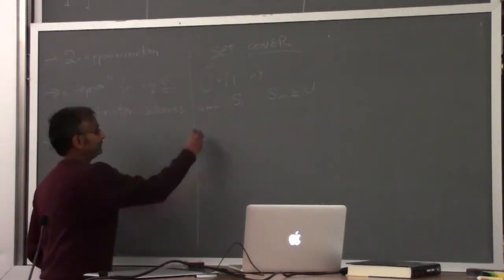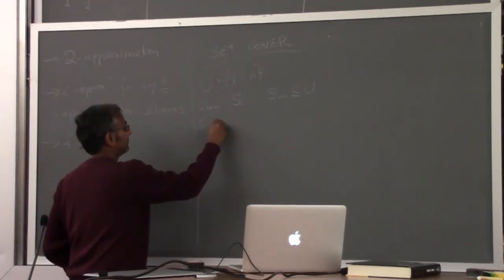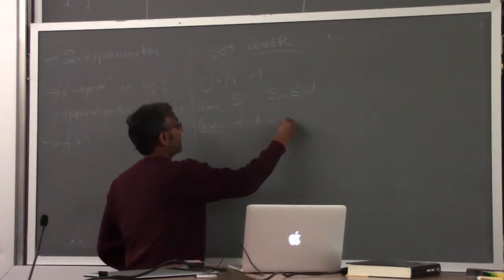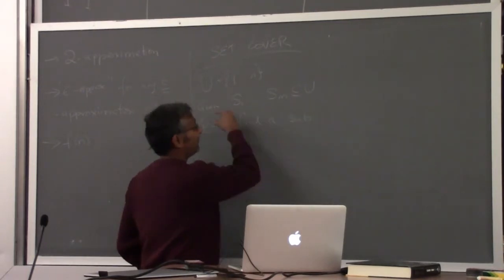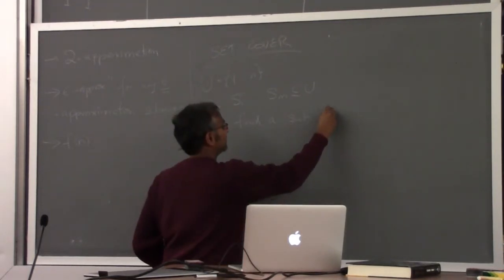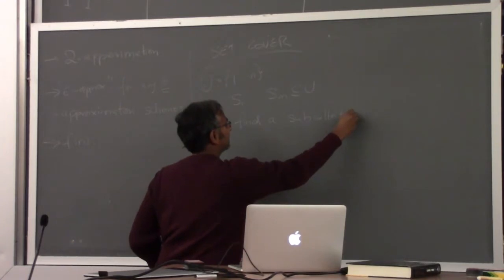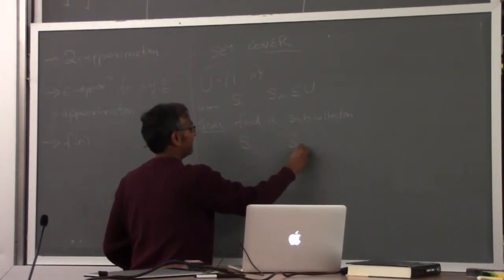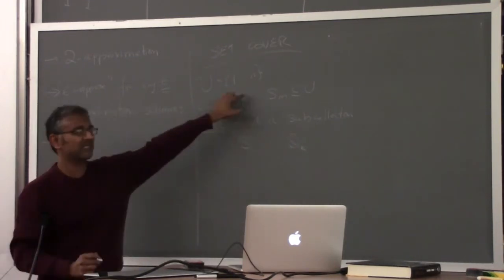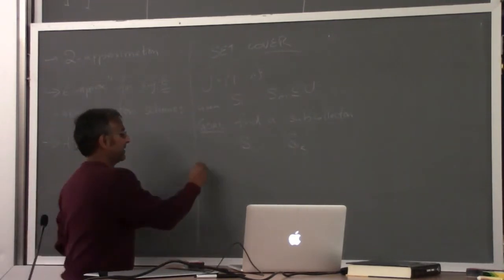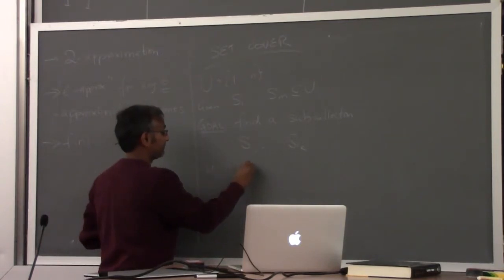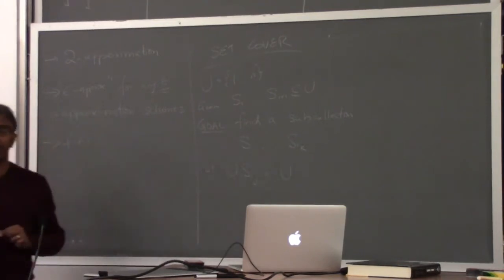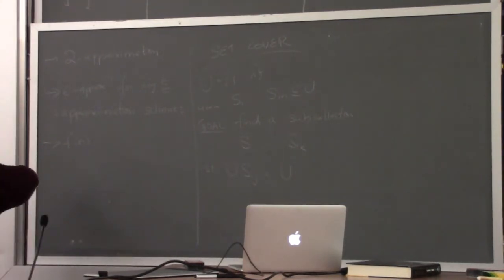And the goal is to find a sub-collection, which means take a few of these sets. Okay, so let's call this Si1 up to Sik, which just means I take some collection of these sets such that their union is equal to the universe. So in other words, find a small collection of sets that covers it.